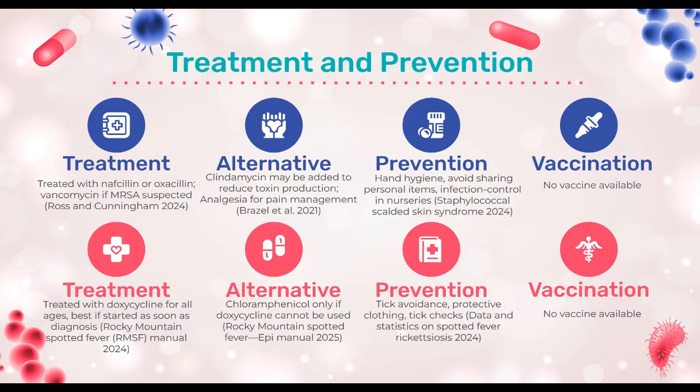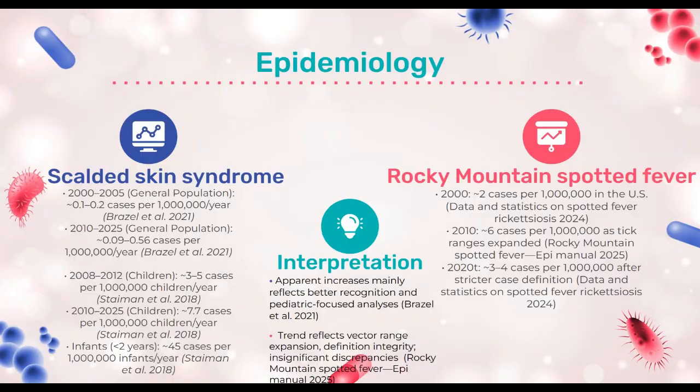For Rocky Mountain spotted fever, the treatment is doxycycline, and it must be started as soon as the infection is suspected, for both adults and children. If doxycycline cannot be used, chloramphenicol is an alternative. Prevention involves avoiding tick habitats, wearing protective long clothing, using repellents, and constantly checking skin and pets for ticks when outdoors. There, again, is no current vaccine for this pathogen.